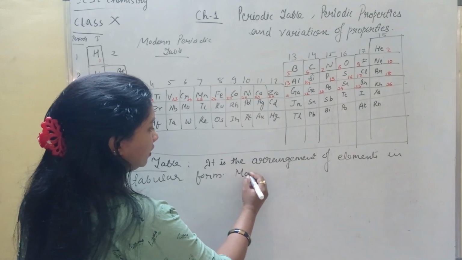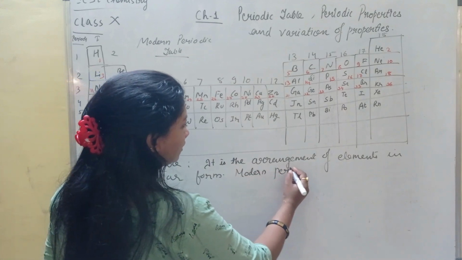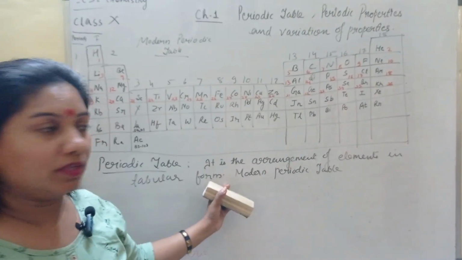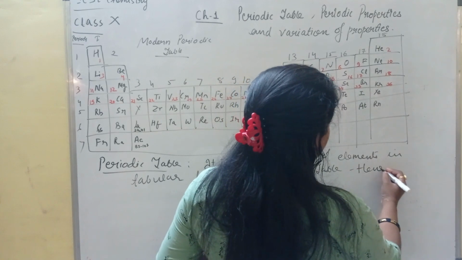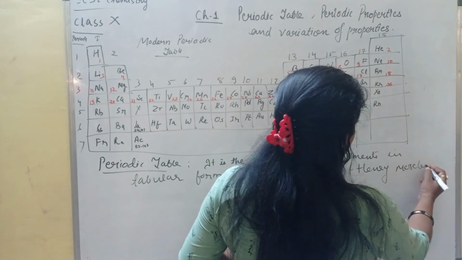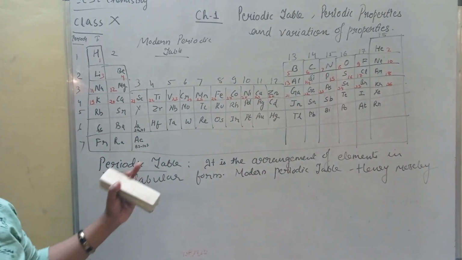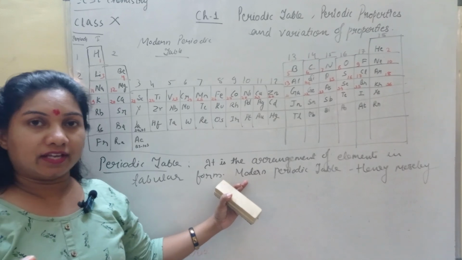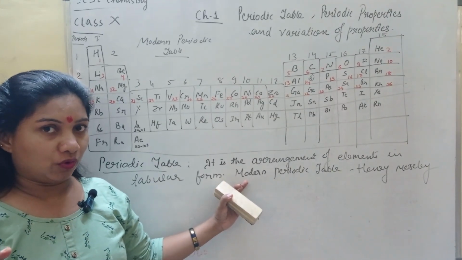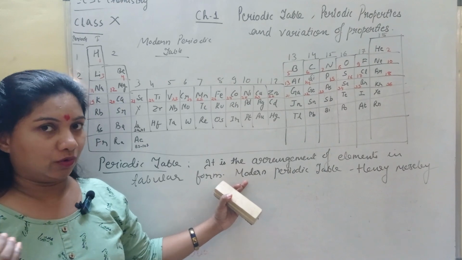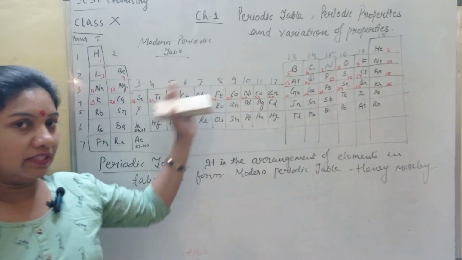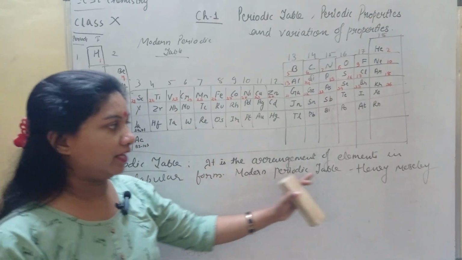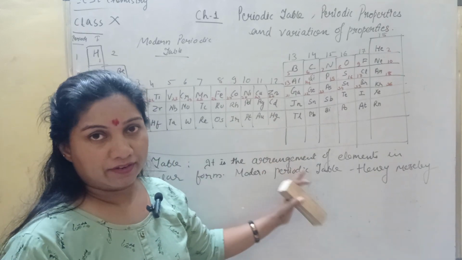Modern periodic table. And who proposed it? Modern periodic table? Henry Moseley. So Henry Moseley proposed this modern periodic table, and earlier work of Newlands, Dobereiner and Mendeleev was already there in your 9th class syllabus. So I hope you all know about that. But this is the modern version of the periodic table. We call it modern periodic table, and this particular table is proposed by Henry Moseley.